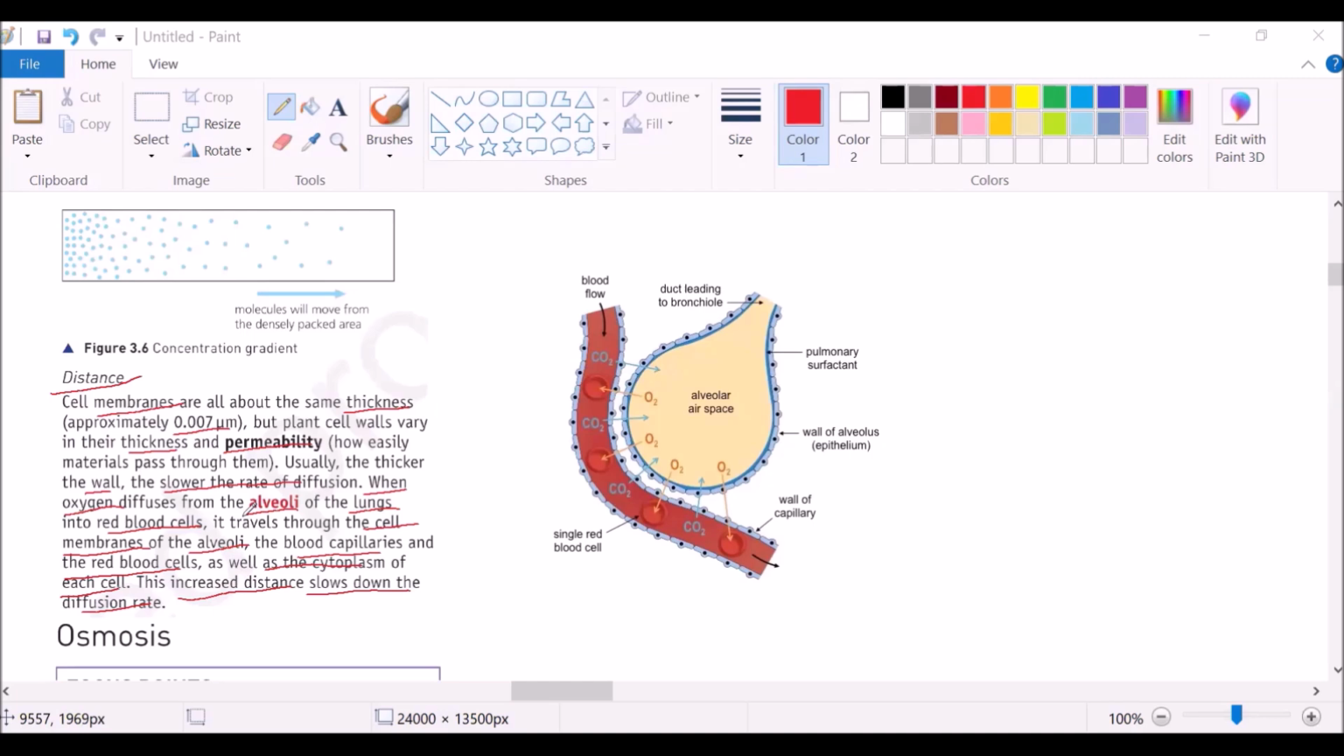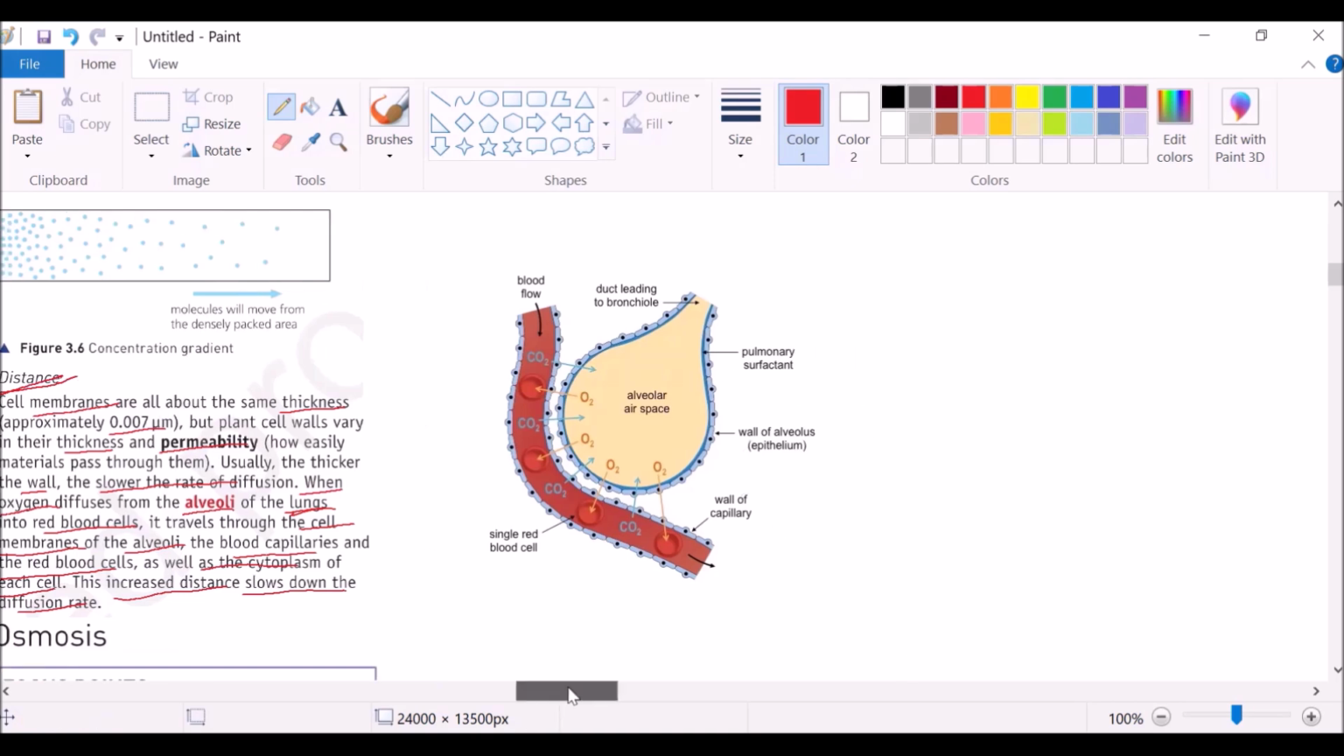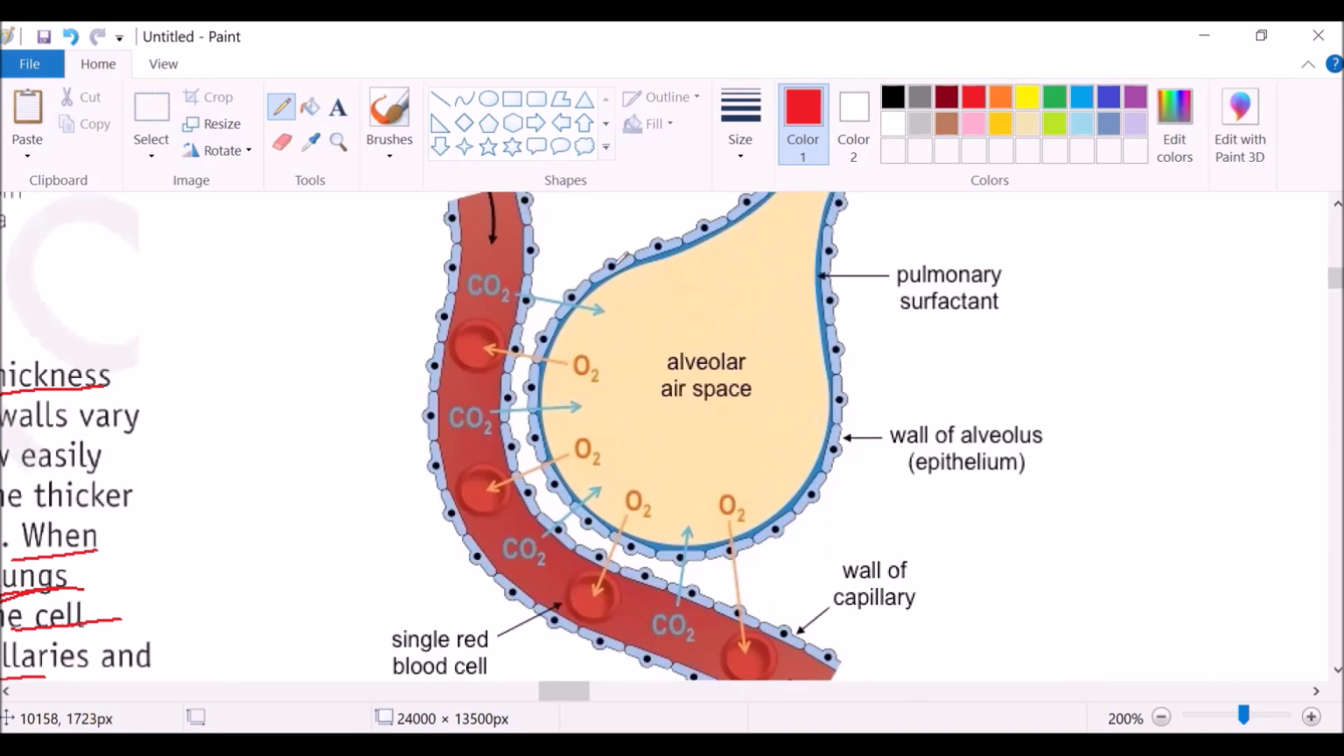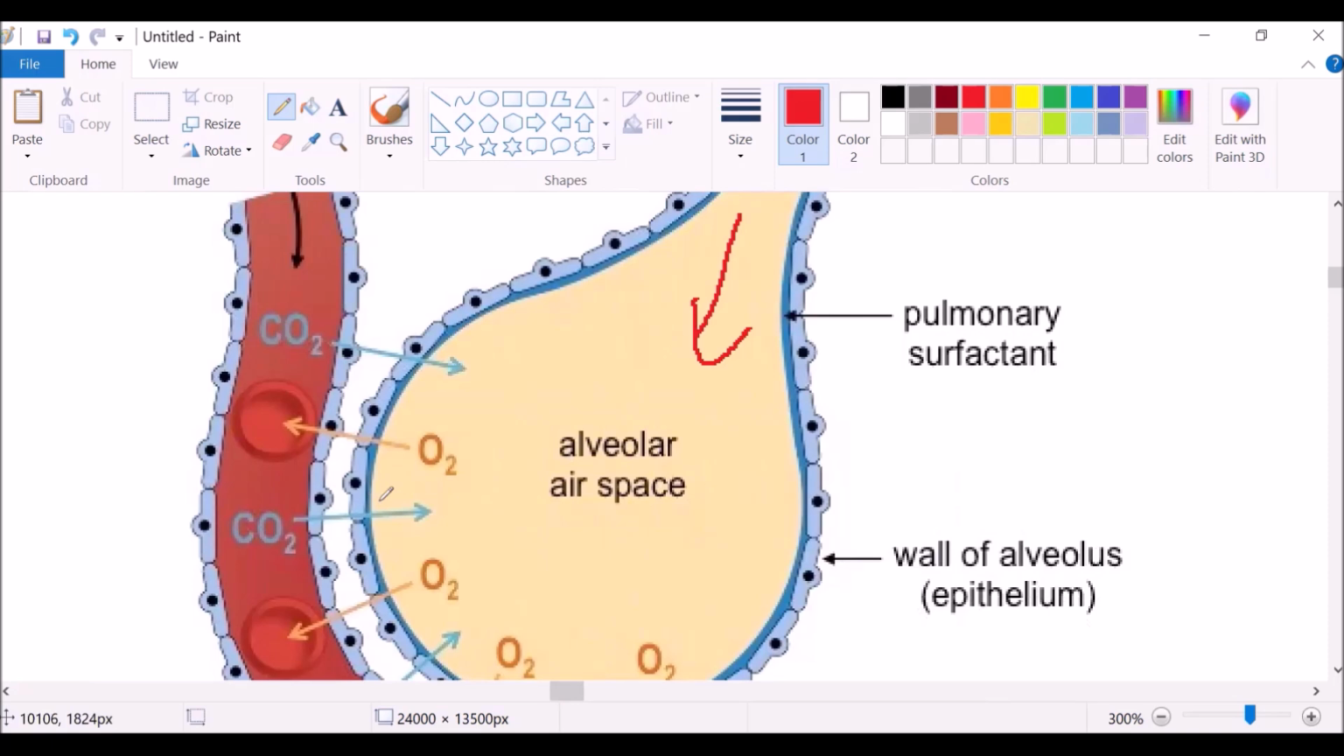Now let's look at the structure of the alveolus in the lungs and see how distance affects the rate of diffusion. The alveolus is a structure in our lungs where gaseous exchange takes place, where oxygen that we breathe in from the air is passed into the bloodstream to the red blood cells, and carbon dioxide that we breathe out is taken out of the bloodstream into our lungs. Now, let's look at the distance that oxygen has to move from our lungs into the bloodstream.